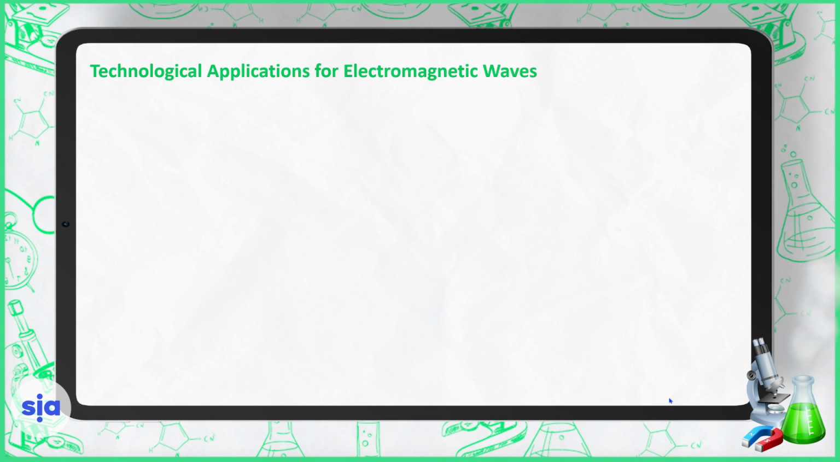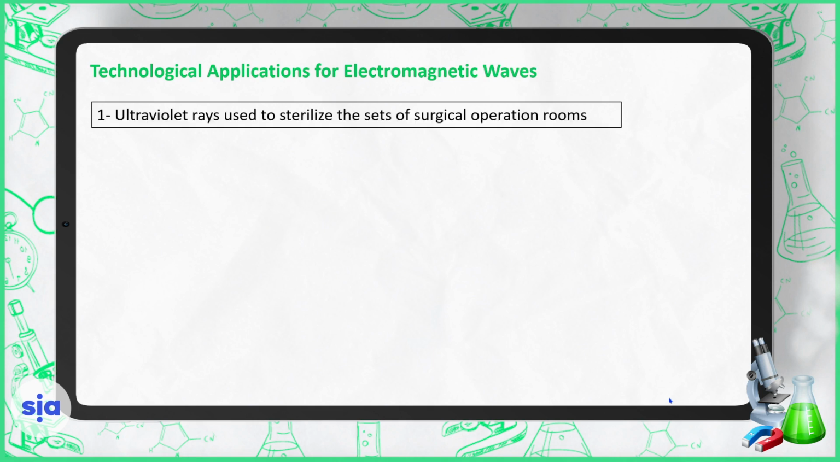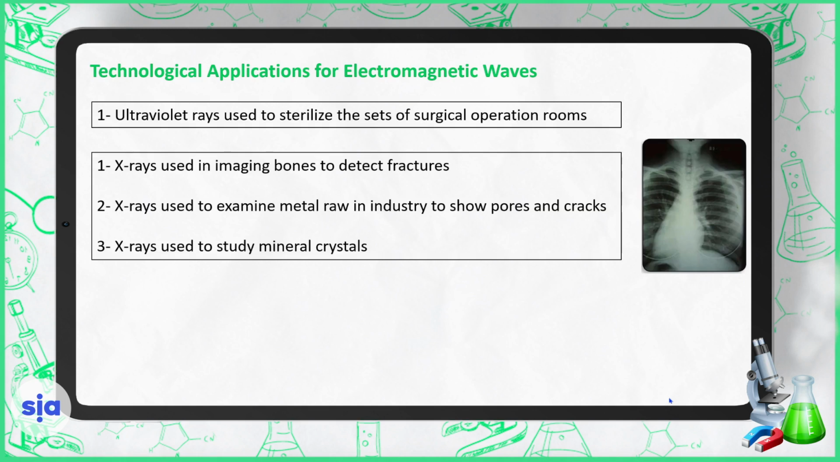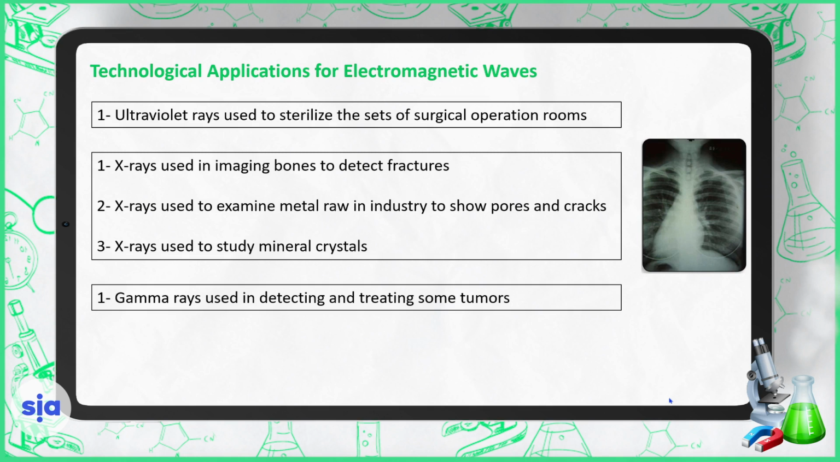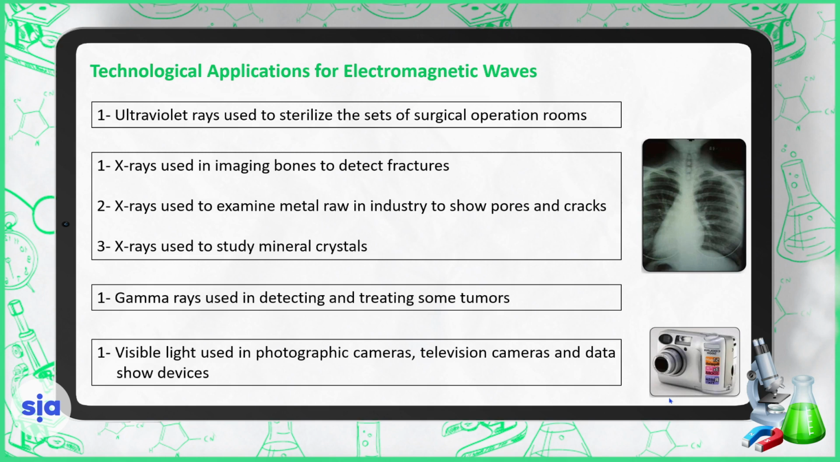Technological applications for electromagnetic waves. Ultraviolet rays used to sterilize the sets of surgical operation rooms. X-rays used in imaging bones to detect fractures, and used to examine metal raw in industry to show pores and cracks. X-rays are also used to study mineral crystals. Gamma rays used in detecting and treating some tumors. Visible light used in photographic cameras, television cameras, and data show devices.